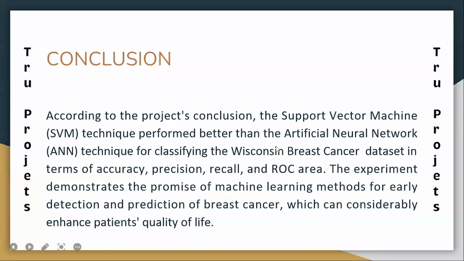Finally, I conclude that the support vector machine technique performed better than the artificial neural network technique for classifying the breast cancer dataset in terms of accuracy, precision, recall, and ROC area.